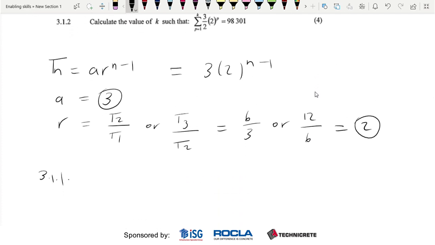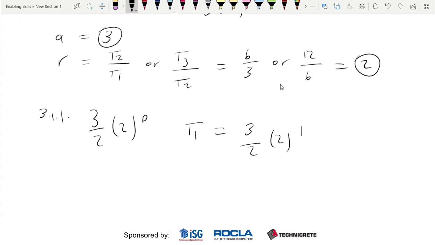So our formula is 3 over 2 times 2 to the power of p. To find T1, that would be where p is equal to 1. So that would be 3 over 2 times 2 to the power of 1. That would give us 6 over 2, which just gives us 3. So our first term is 3.